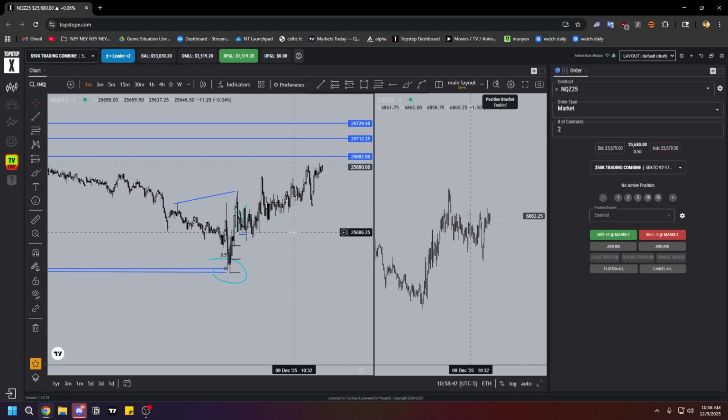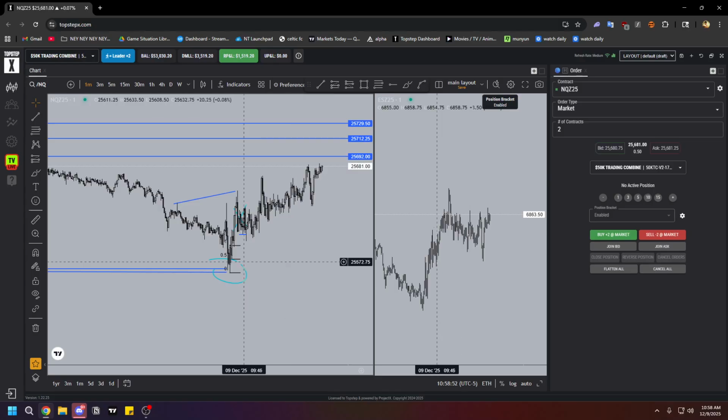But anyways, that was today. Quick, easy, and simple breakdown. Trade with the manipulation, the external manipulation. Never trade against it. Otherwise, you're just asking for SLs.